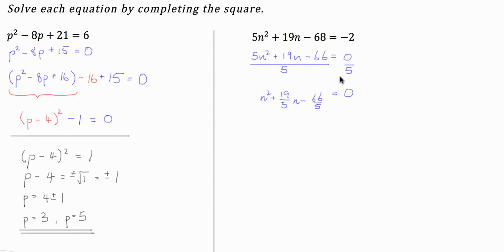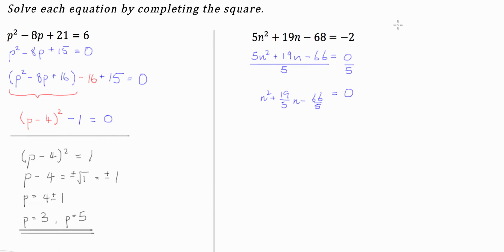Cool. So what we're going to do now is, like we did in this one, make a perfect square. The way we did it in this case is we halved our n term, in this case 19 over 5, and then we squared it. So half of 19 over 5 is going to be 19 over 10.